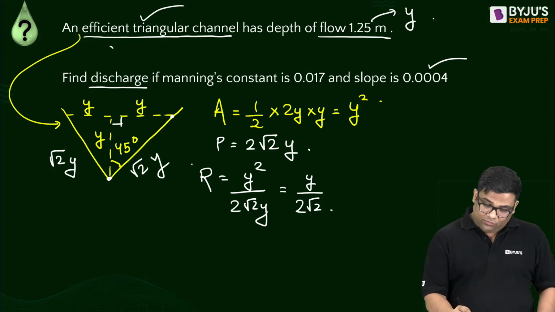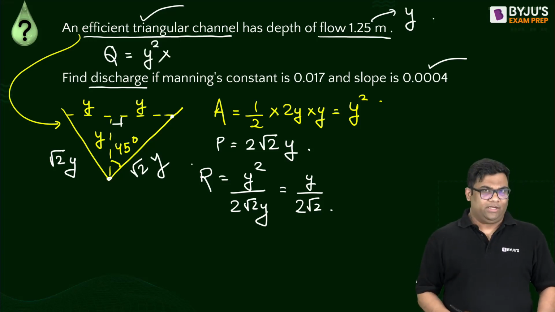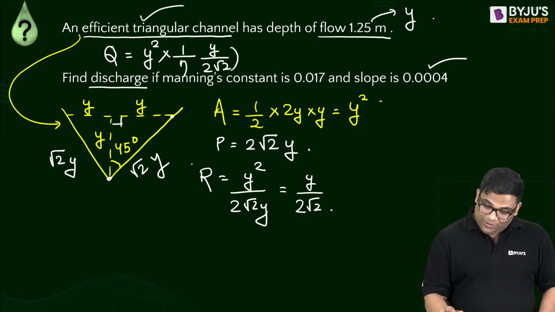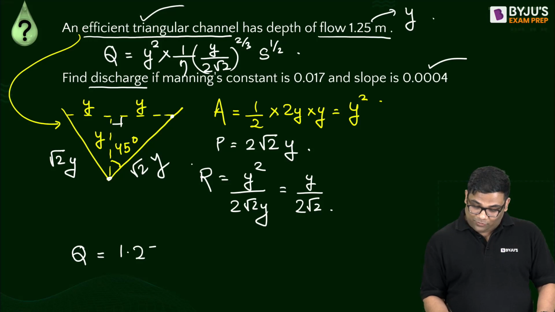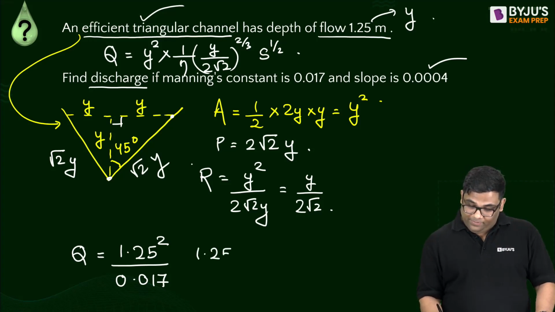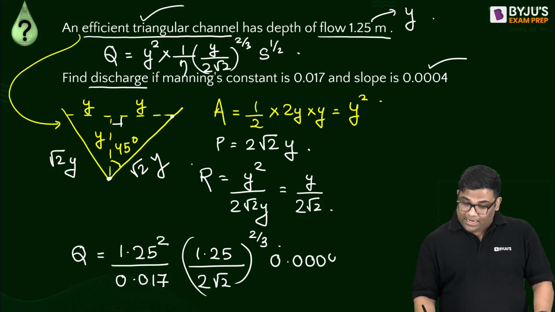What is the equation of discharge? Discharge is area, which is y square, into velocity. Velocity is 1 by n into R to the power 2 by 3. R is y by 2 root 2, to the power 2 by 3, and then bed slope to the power half. You know your y, which is 1.25. So I can write 1.25 square divided by Manning's constant, which is 0.017. Then y, which is 1.25 divided by 2 root 2, to the power 2 by 3, and S is 0.004, to the power half.